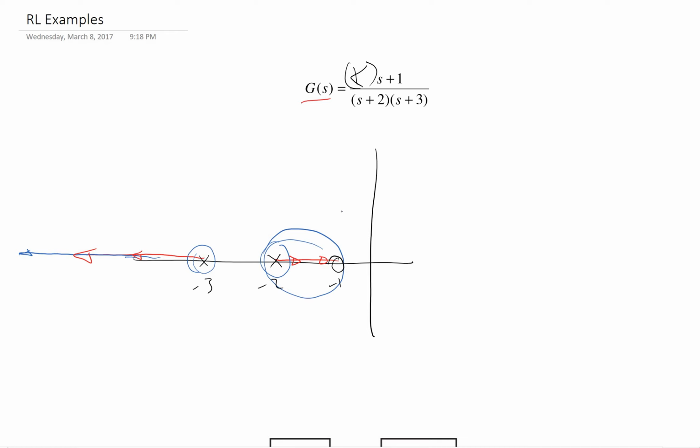Okay, it's never going to get very oscillatory. It's never going to get very fast because it's stuck here between -2 and -1. And so it's going to be a fairly slow little first order kind of response. Okay?